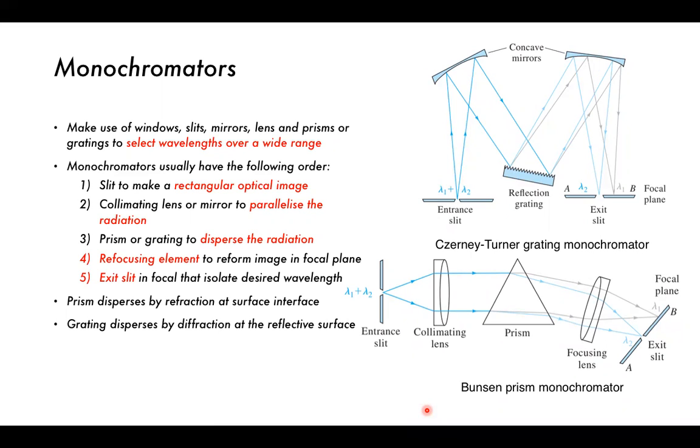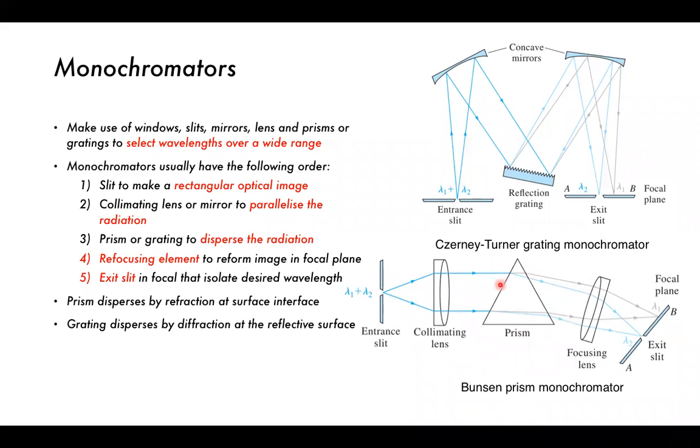Then they will have a collimating lens or mirror to parallelize this radiation, because whenever it passes through the entrance slit, it will be refracted out of this slit, which will then cause a dispersion of our light beam. But by using our mirror or our collimating lens, we can parallelize that so that it can be directed directly onto our monochromating medium, which in the case of a Czerny-Turner grating monochromator is going to be a reflection grating. In the case of a Bunsen prism monochromator, yes, that Bunsen, we use a prism.